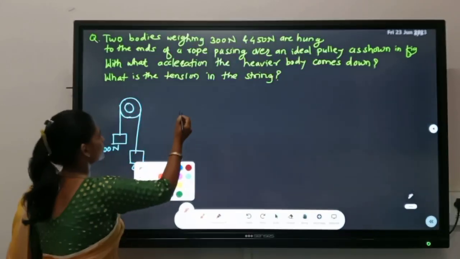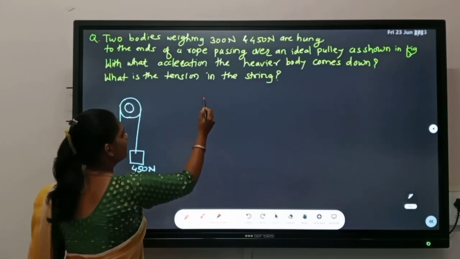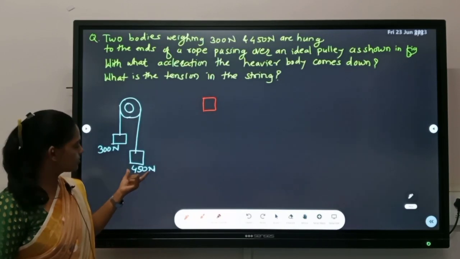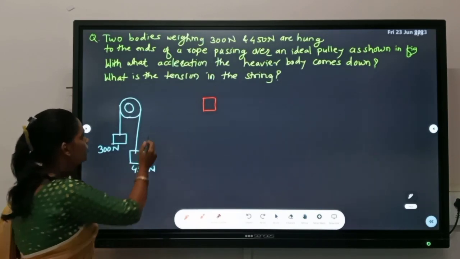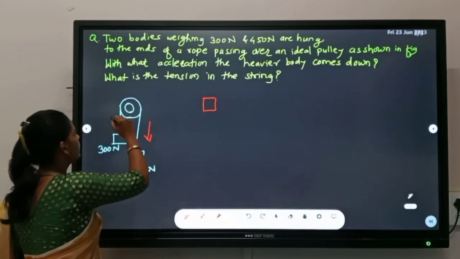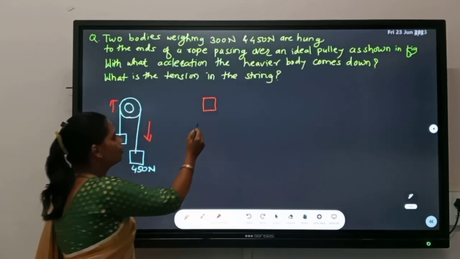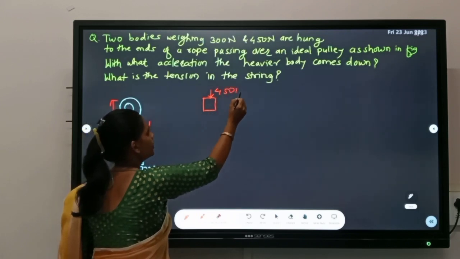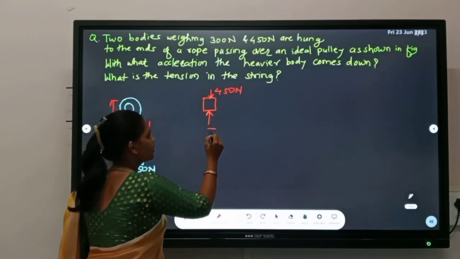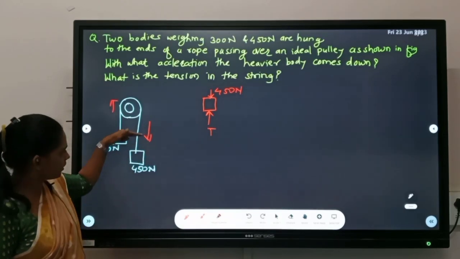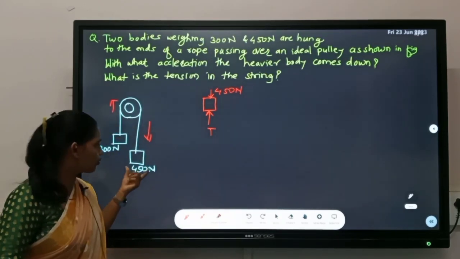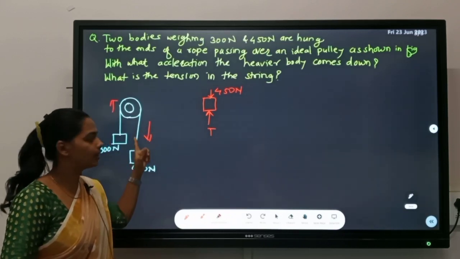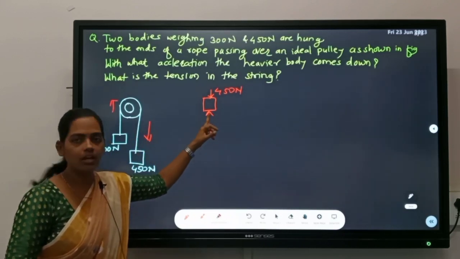Okay, so what is the FBD? We'll see the FBD for the 450 block. Just by observation, since the 450 Newton block is heavier, the movement of the block will be like this. So the self weight of the body acts vertically downward, 450 Newton, and there is a tension in the string. Suppose I cut this particular string, what will happen? This block will fall down. That means there is a presence of tension, and tension is always away from the particular point. That's why tension is upward.